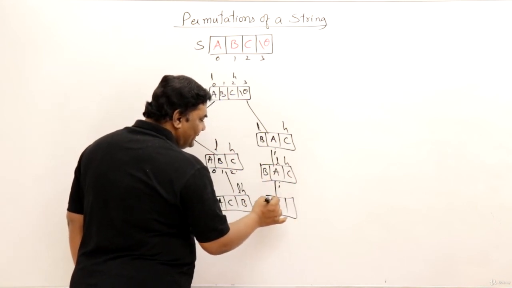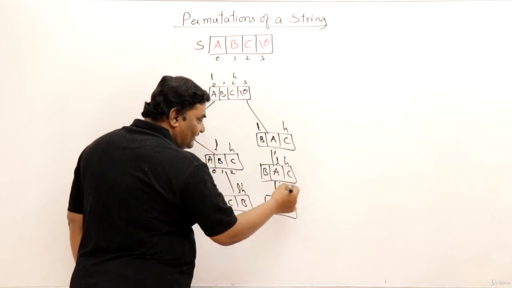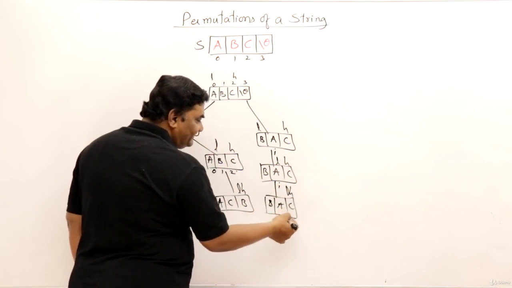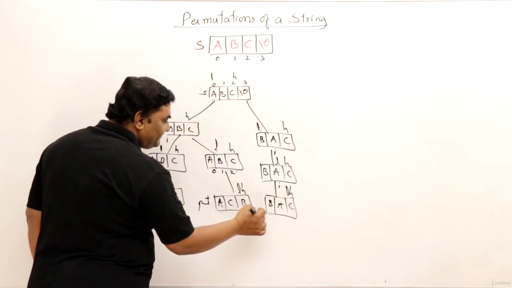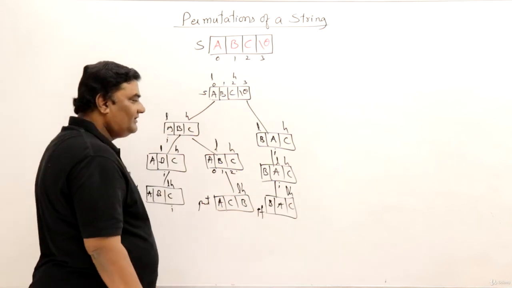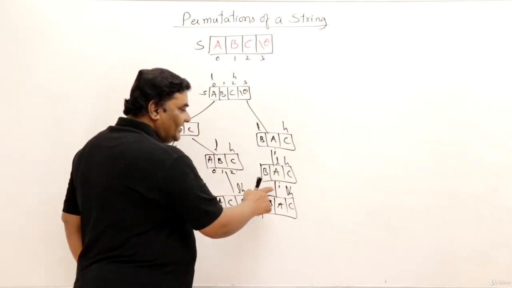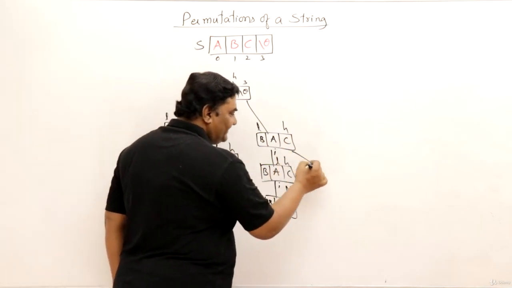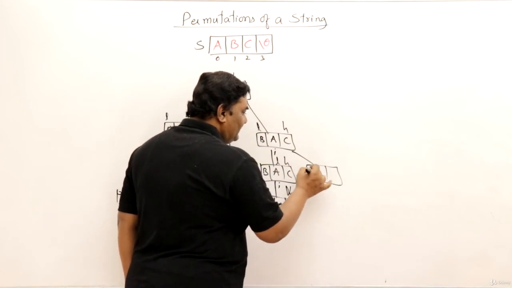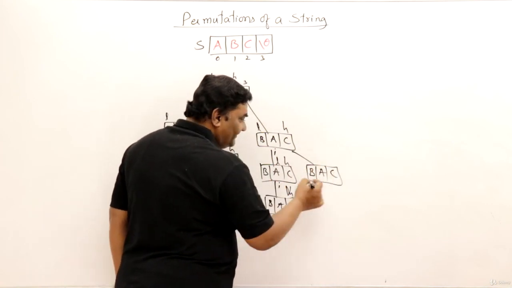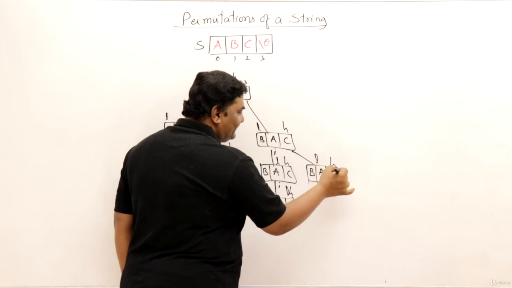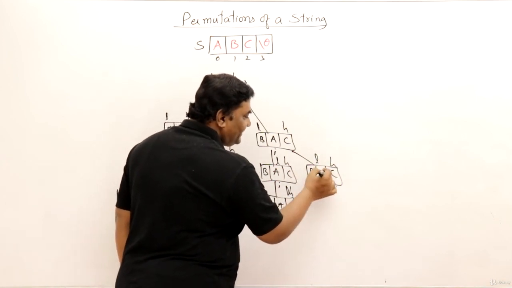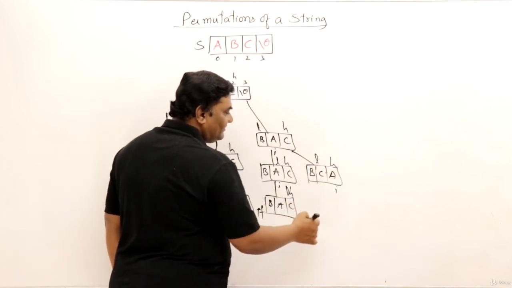Then A, B, B, A, C. Then L will be on the next one. As these are equal, don't do anything. Just printf and go back. So we have done it when I was here. So the next is B, A, C. Then I will be on the next letter, where L is here, H is here. So interchange. So this becomes C and this becomes A.